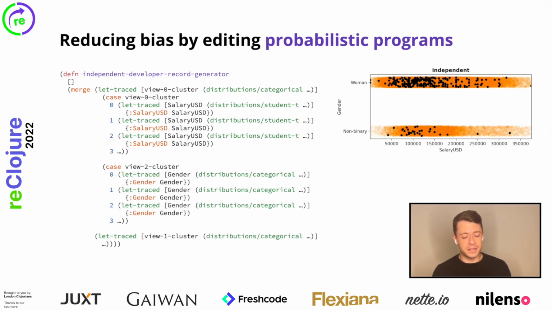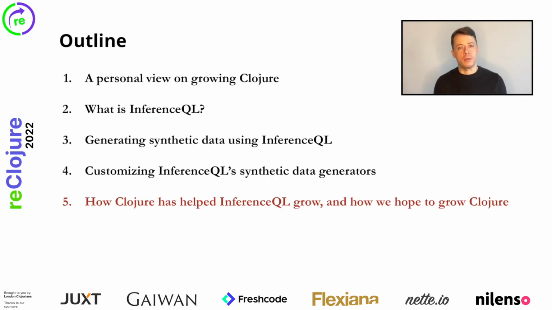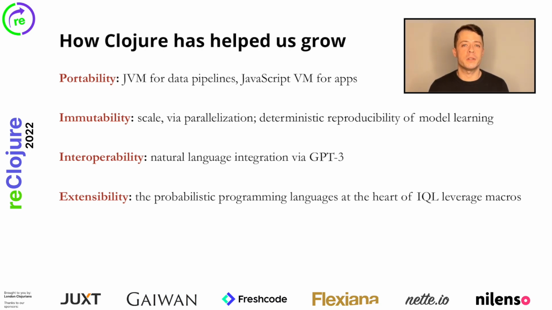Now we'll talk a little bit about growth. We think InferenceQL shows a lot of potential, and it would have been hard to get this far with such a small team if it had been implemented in a less powerful, less expressive programming language. Because Clojure can target both the JVM and JavaScript, we can embed InferenceQL synthetic data generators as jars and JavaScript bundles, and deploy them within JVM data pipelines and in interactive browser-based applications where significant fractions of the world's sensitive data already resides. Clojure's immutable persistent data structures make it easy to scale InferenceQL queries via parallelization.